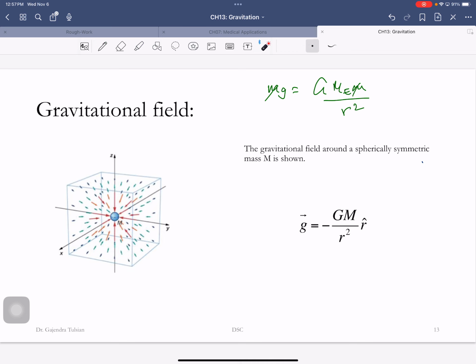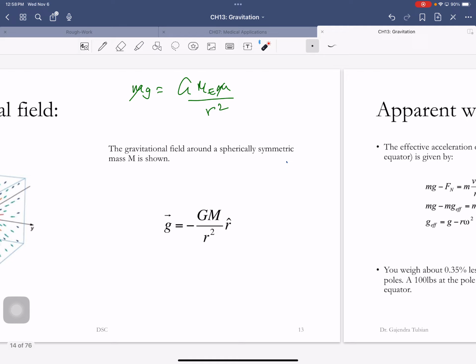If you're 4,000 miles above the surface of the Earth, that becomes 2 R_E. g becomes 9.8, roughly 10, divided by 4, 2.5 meters per second squared. So on the surface of the Earth, the acceleration due to gravity is 10 meters per second squared. If you're 4,000 miles above the surface of the Earth, the acceleration due to gravity is now 2.5 meters per second squared. That's what this is showing you.